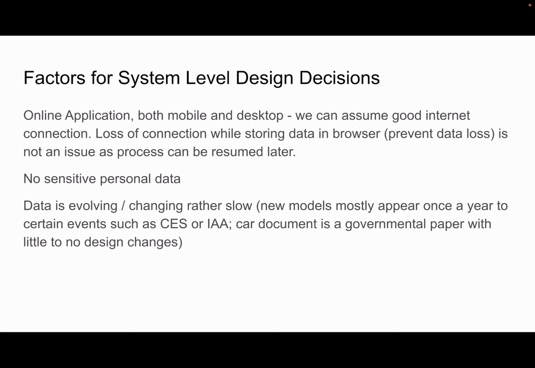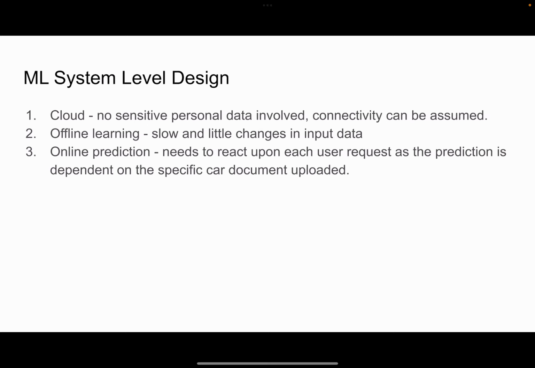We don't have any sensitive personal data, and the data is evolving or changing rather slowly. So we don't have so many new models coming up at a high frequency. Usually we have two points in time during the year where new models are released, and the car document is a governmental paper which has little to no changes.